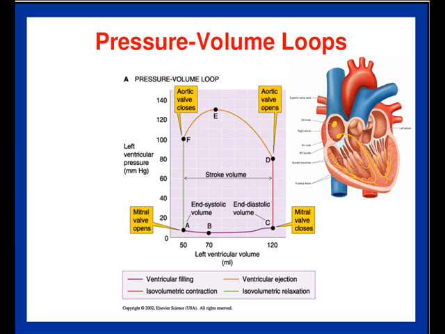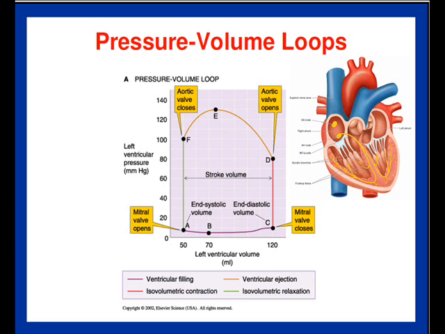Then the mitral valve closes, for the reasons that we mentioned before about the pressure changes. And then we've got the isovolumetric contraction phase. Remember, there's no change in volume, but a big increase in pressure. Both valves are shut, the aortic valve and the mitral valve. Right here, so we go from C to D. Then the aortic valve opens, and we've got ejection.